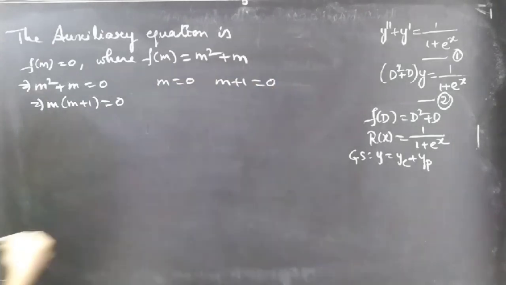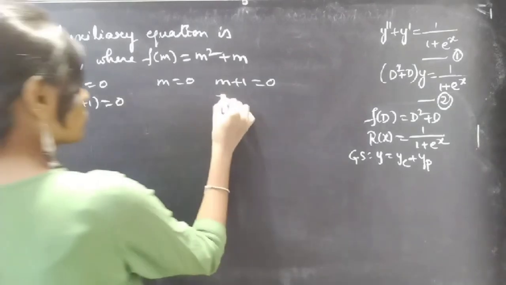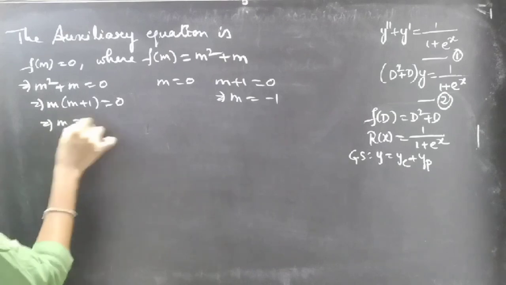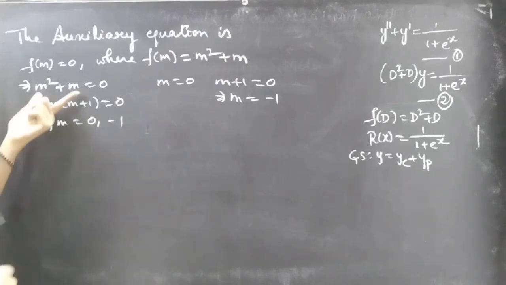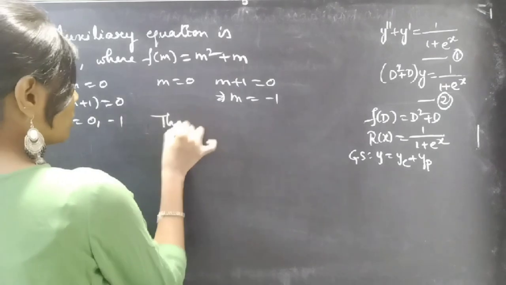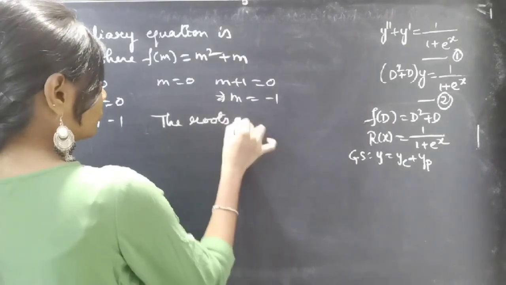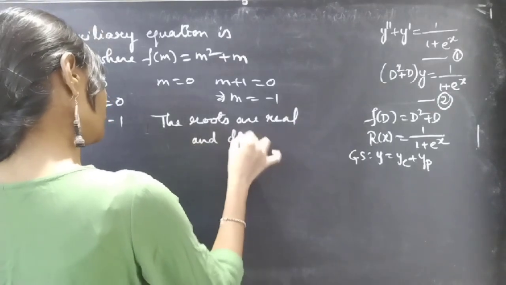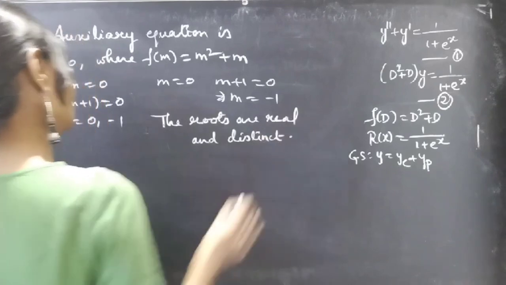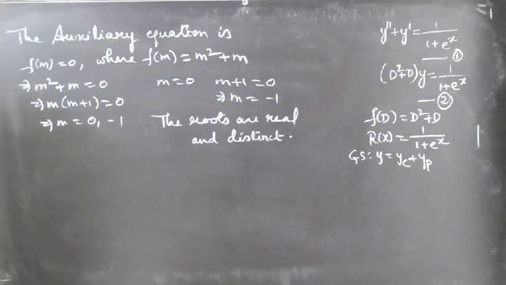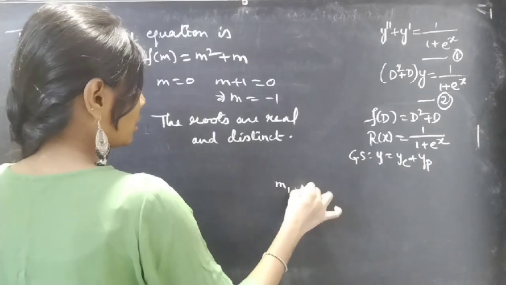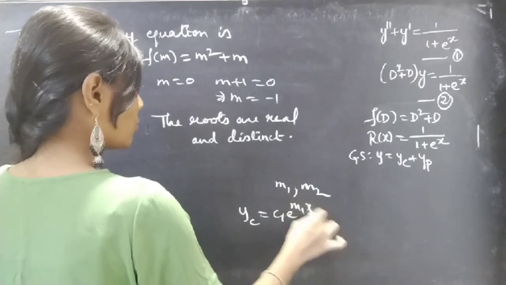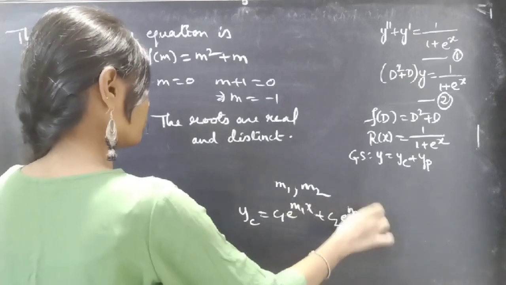Here m = 0 is one root, and from m + 1 = 0 we'll get m = -1, another root, right? m = 0, -1 are the roots of our auxiliary equation. Therefore the roots are real and distinct. We know that when two roots, say m1 and m2, are real and distinct, then yc looks like c1 e^(m1 x) + c2 e^(m2 x).